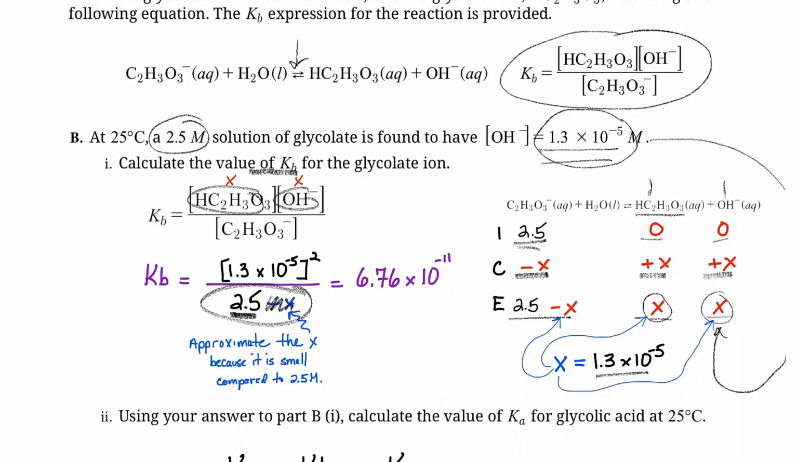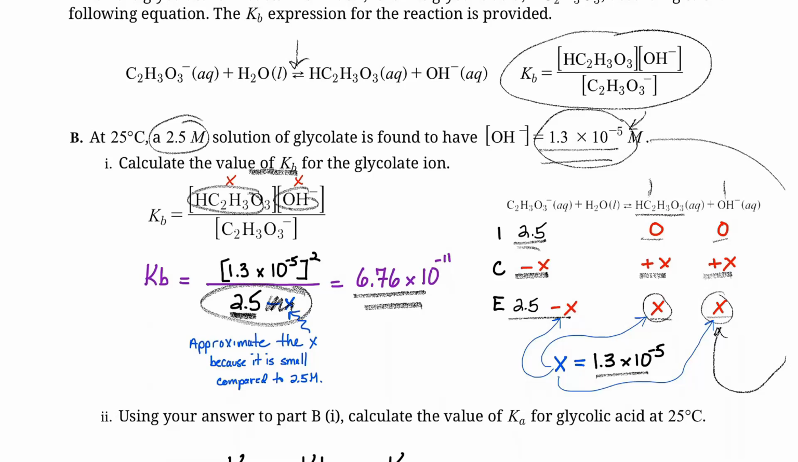So it's 1.3 times 10 to the negative 5, which is your X, squared, over 2.5, and we get the KB, which is a tiny number. Tiny number, okay? I might have said this was the equilibrium constant, but that's how much hydroxide is actually coming off.